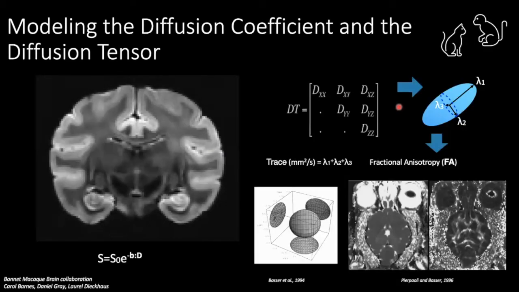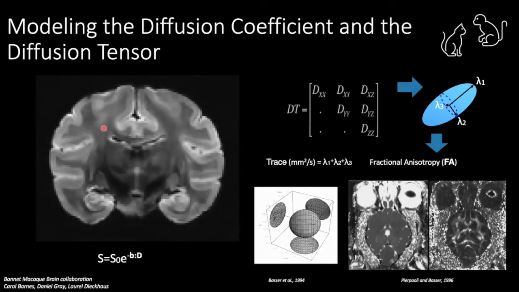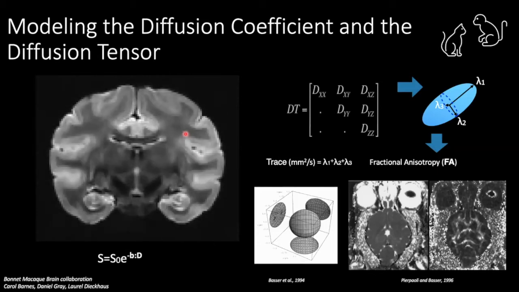Now, of course, this has extended to the diffusion tensor, in which you can sensitize the scanner to diffusion along different directions. And I have a bonnet macaque brain shown from a collaboration with Carol Barnes in Arizona. And you can really nicely see in the white matter of this brain the changes due to the restriction in some directions or hindrance of the water in some directions, but not others.